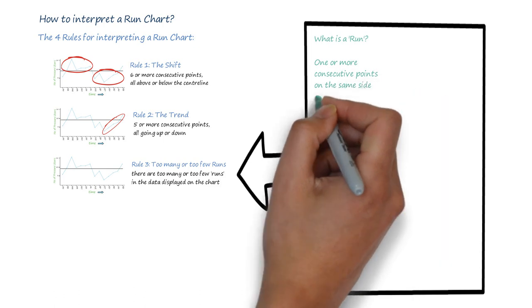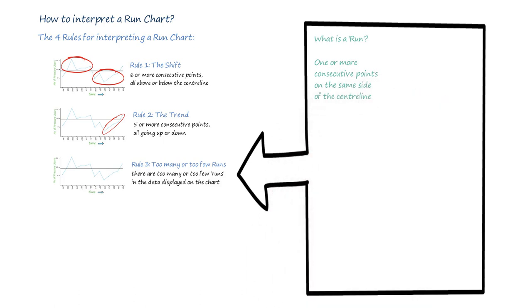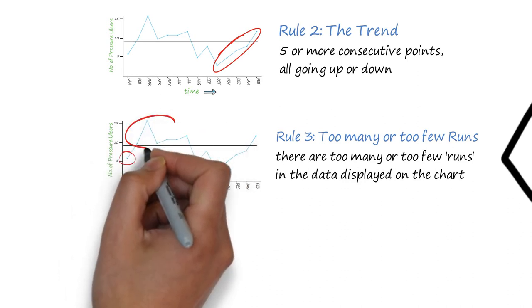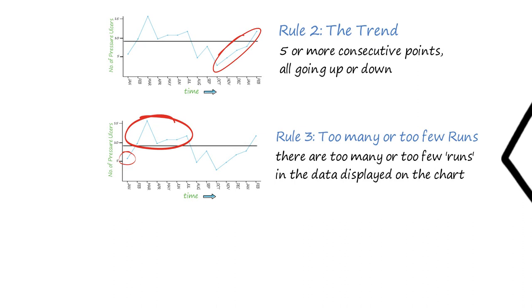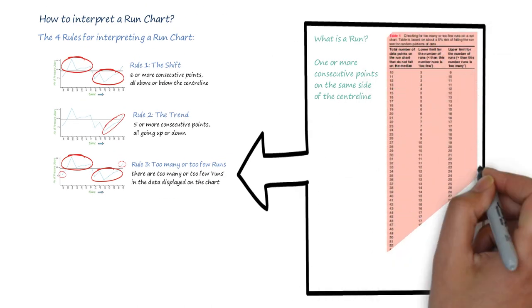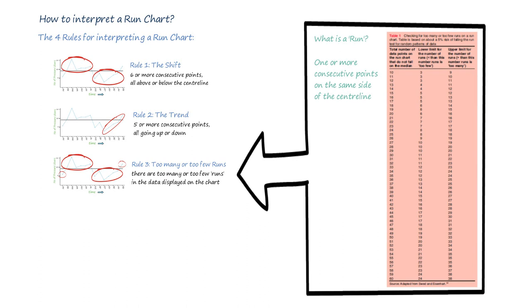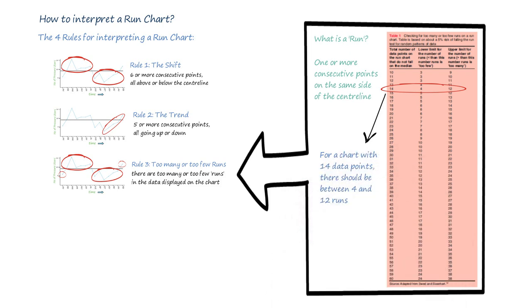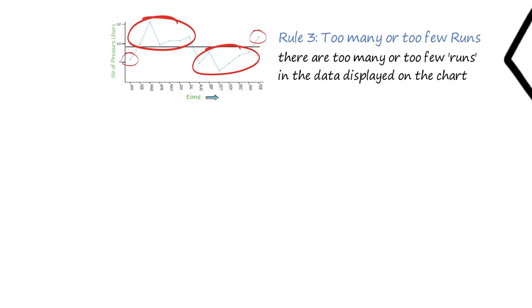So if we look at our data, we have one run at the start, which is a single data point, followed by a run of six data points, followed by another run of six data points, and finally a fourth run of a single data point. So to know if this is too many or too few, we need to consult a reference table. And we can see for a run chart with 14 data points, there should be between 4 and 12 runs. As our example had 4 runs, this rule has not been broken in this case.